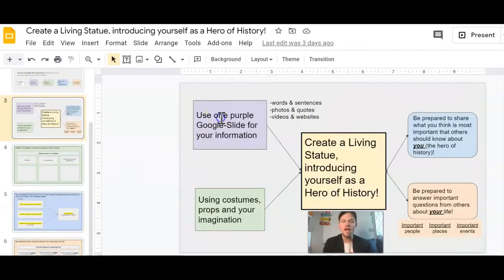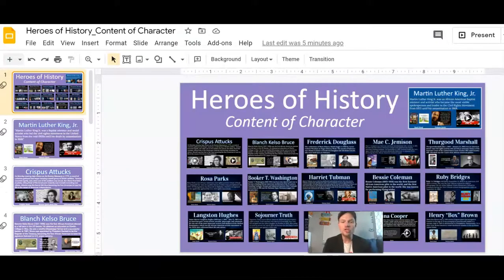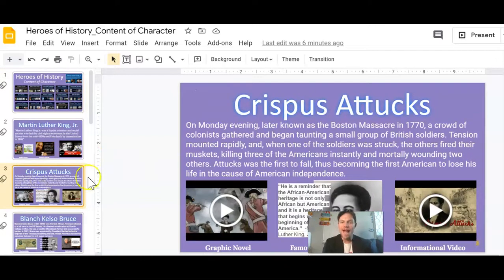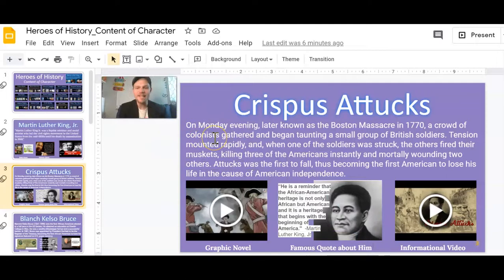If we're going to use one purple Google slide, what we'll do is you're going to get access to this Heroes of History. Now, here we have all these different options that you can choose. And as you can see, the one that I did was on Crispus Attucks. Let me move my video over here. So all I did is I read through this, and then I watched this video. It was a really cool video. Once I watched this video and then remembered this quote, and I watched this informational video, I learned a lot of things. So that's what you're going to do first, is go through one of your slides.